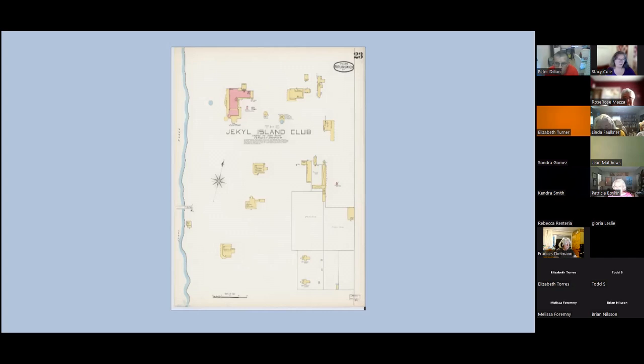Jill also asked if there are current day Sanborn maps. No, I believe they stopped around the 1930s.